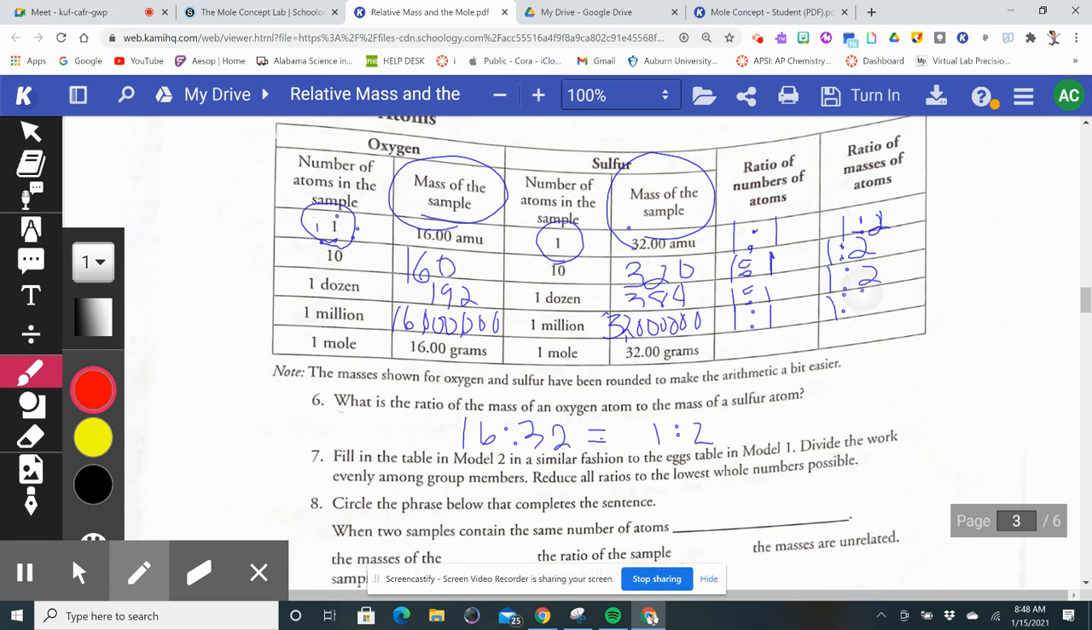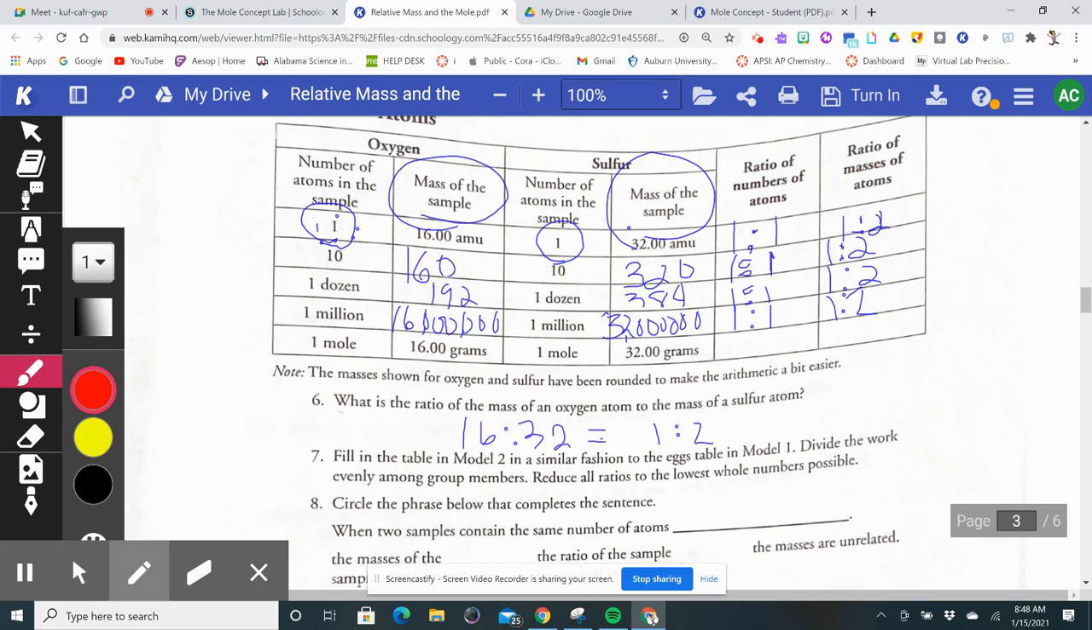All right, what about 1 mole? Now, 1 mole is way bigger than a million. Because remember, we said 1 mole is 6.022 times 10 to the 23rd of things. So if I have 1 mole, that is equal to 16 grams. 1 mole is always equal to whatever that thing's atomic mass is, which you get off the periodic table. Okay? So 1 mole is 16 grams of oxygen. 1 mole of sulfur is 32 grams of sulfur.